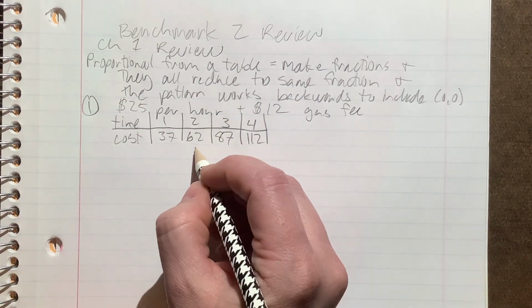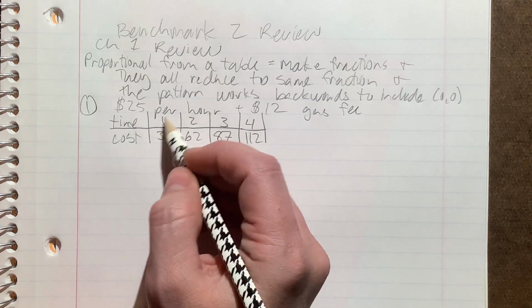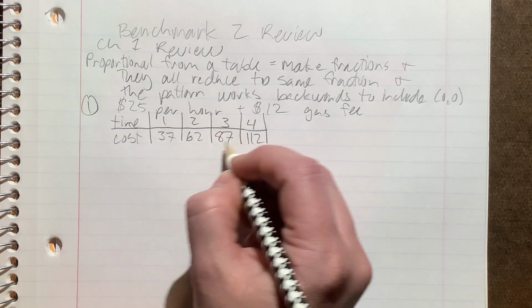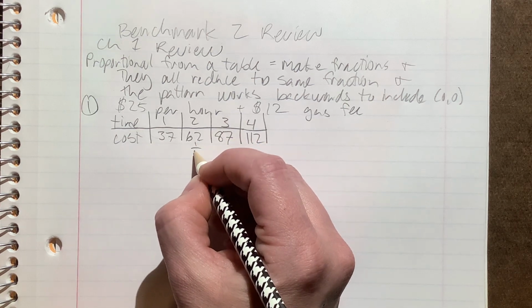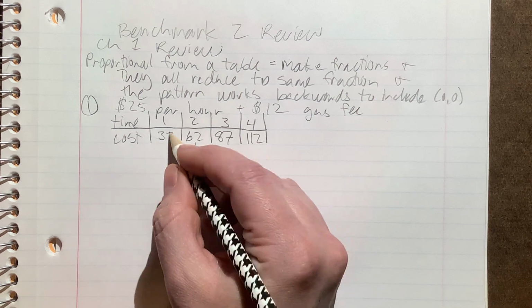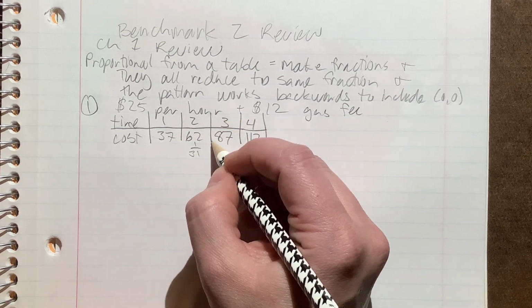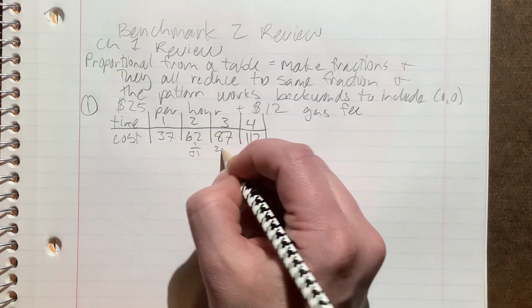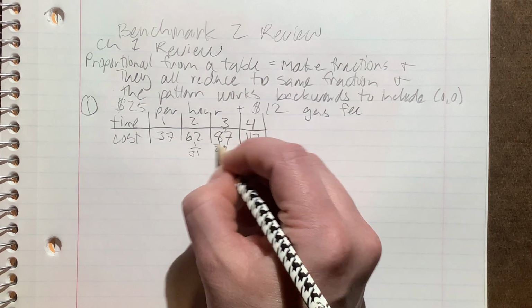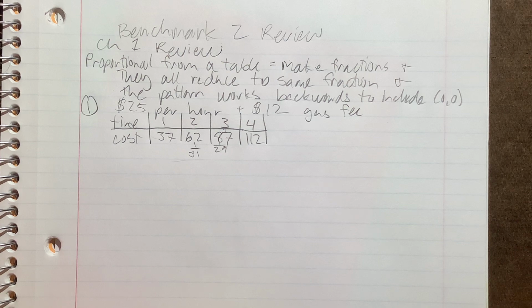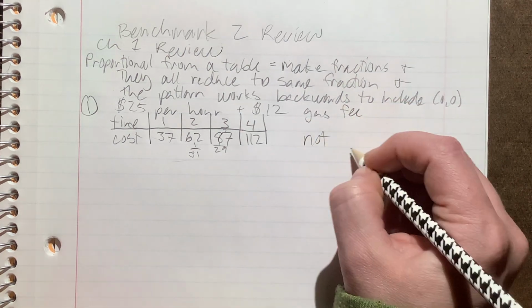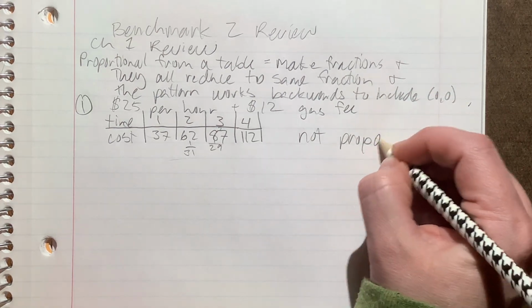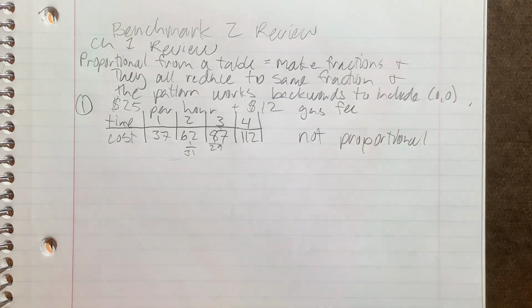Okay, now if we look at it this way, 2 over 62 is already a unit rate, right? Because we already have 1 in it. But this one reduces down to, if we divide both of those by 2, 1 over 31. Those are not the same. And if we divide this, let's see if 87 is even divisible by 3. 3 goes into 8 2 times with 2 left over. So that's 1 over 29. So it keeps going down. So this is not proportional. Okay.